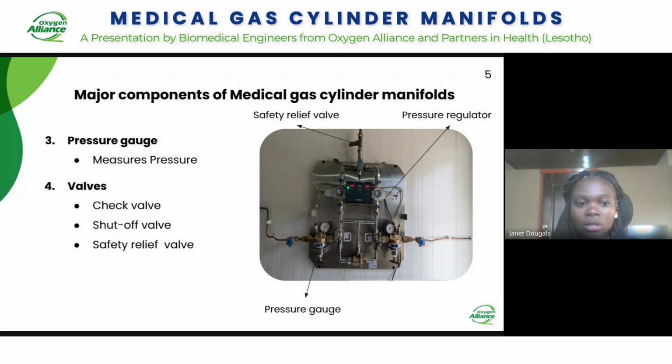And we also have a safety relief valve that is there to maintain the pressures within the pipeline or within the system. So in cases where the pressures are very high, the safety relief valve will be activated to release some of the pressure so that it maintains the recommended pressure levels within the system. And it has been demonstrated in the picture in the presentation.